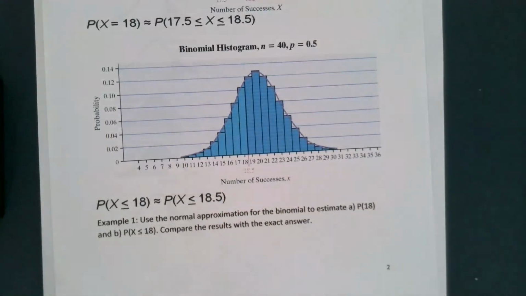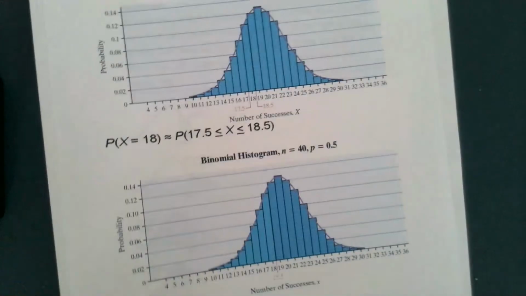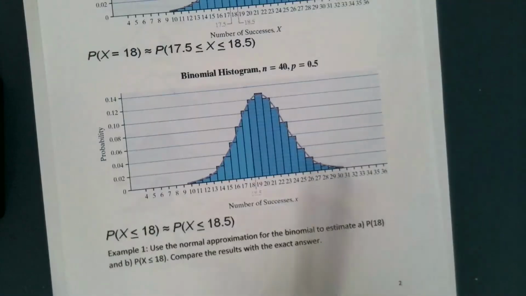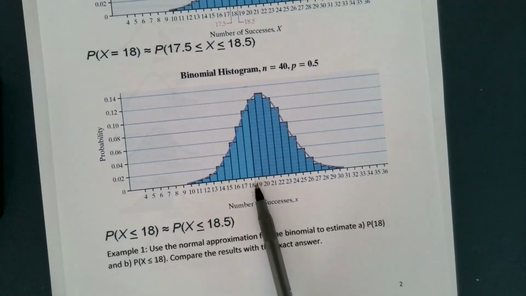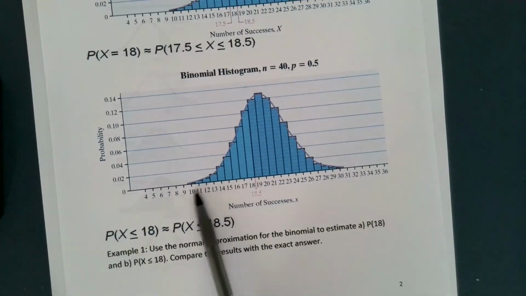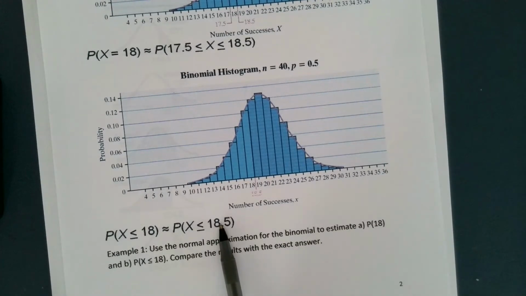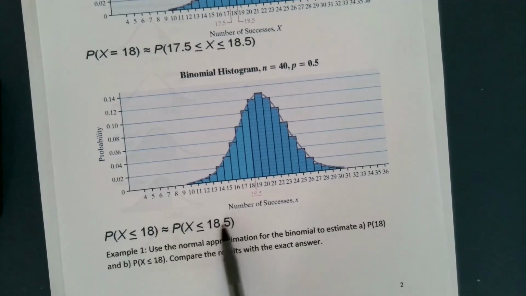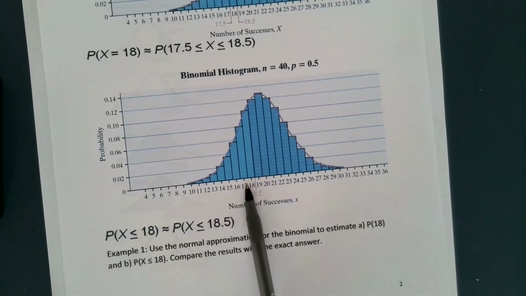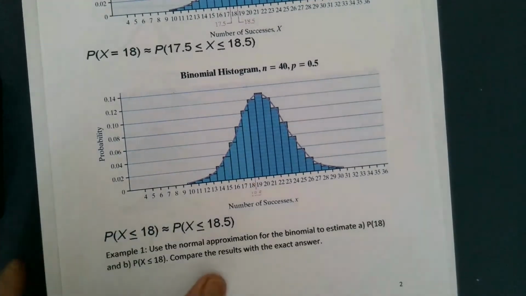Okay, now notice in both cases we added or subtracted 0.5. So we took 18 and we added 0.5. This is called using the continuity correction factor. To use the normal distribution to get a more accurate answer, in this problem we added 0.5 and we took the area to the left of 18.5. This is because bar 18 doesn't begin at 18, it ends at 18.5. So that's the reason why we added 0.5.